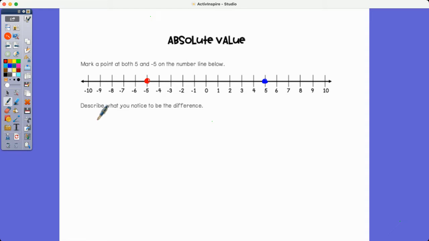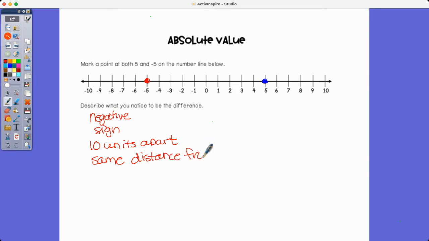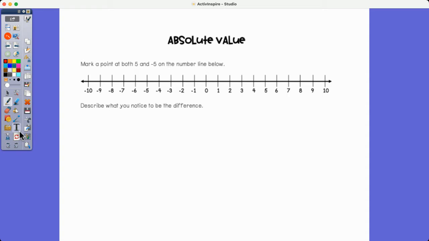Go ahead and pause the video, write a couple things down. I hope you notice that one is negative. There's a sign, a negative or positive sign. They are 10 units apart. They are the same distance from 0. Those are just a couple of the things. I hope you guys came up with a few more. We'll talk about that in class.